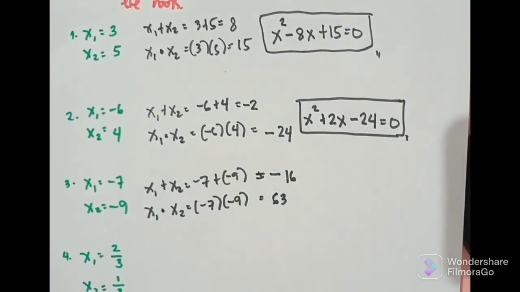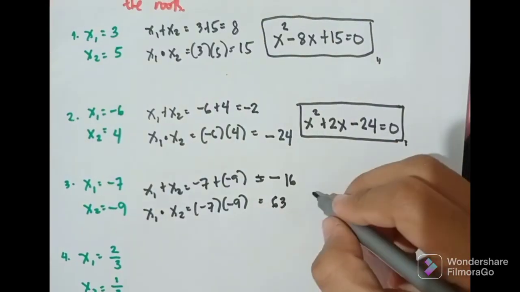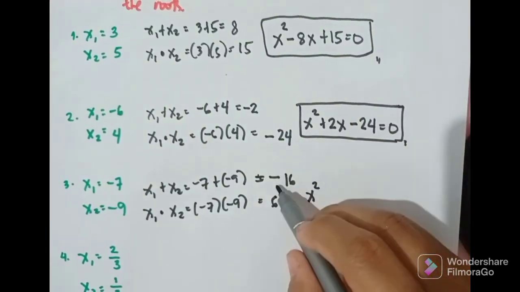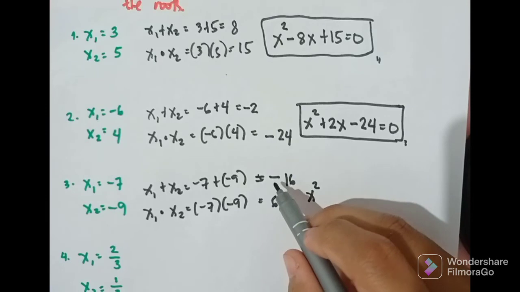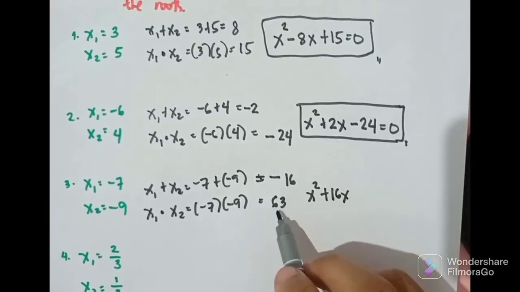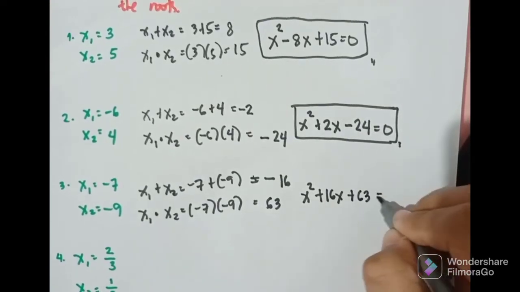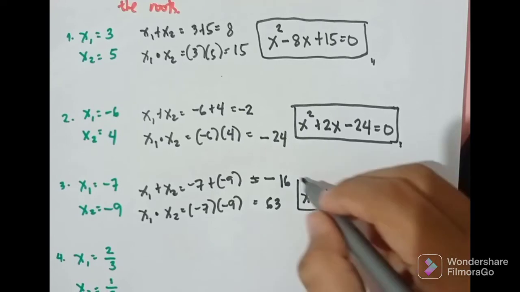Okay, so since meron na tayong value, plug in na natin siya sa ating quadratic equation. So, again, that is x squared. Si sum, dahil laging mag-iiba, kung negative to, magiging positive 16x. Si product as is, dahil positive siya, so that is plus 63 is equal to 0.